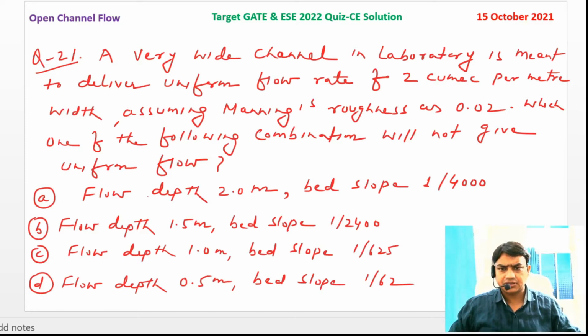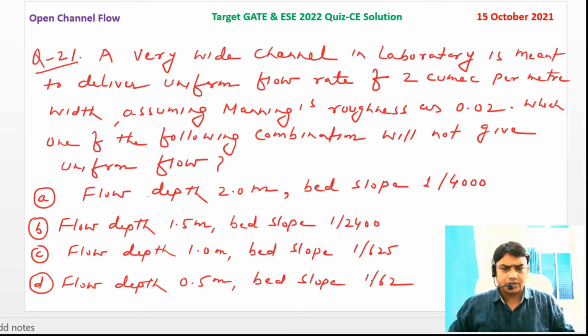Yesterday I uploaded the question related to open channel flow. The question was: a very wide channel in a laboratory is meant to deliver a uniform flow rate of 2 cumecs per meter width. Assuming Manning's roughness as 0.02, which one of the following combinations will not give a uniform flow? Option A: flow depth is 2 meters and bed slope is 1 by 4000. Option B: flow depth is 1.5 meters and bed slope is 1 by 2400. Option C: flow depth is 1 meter and bed slope is 1 by 625. Option D: flow depth is 0.5 meter and bed slope is 1 by 62.